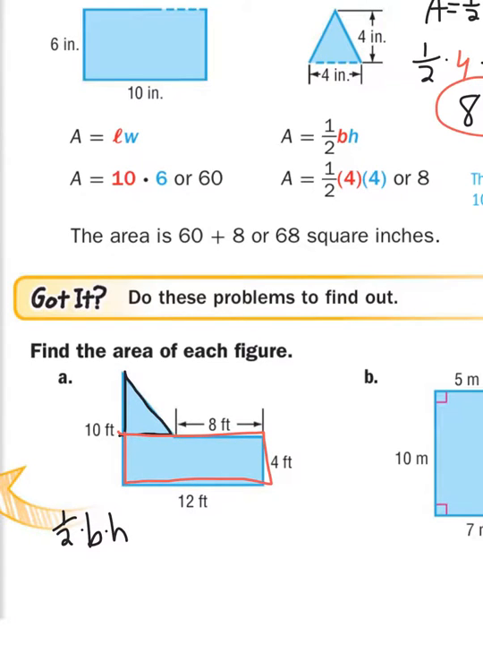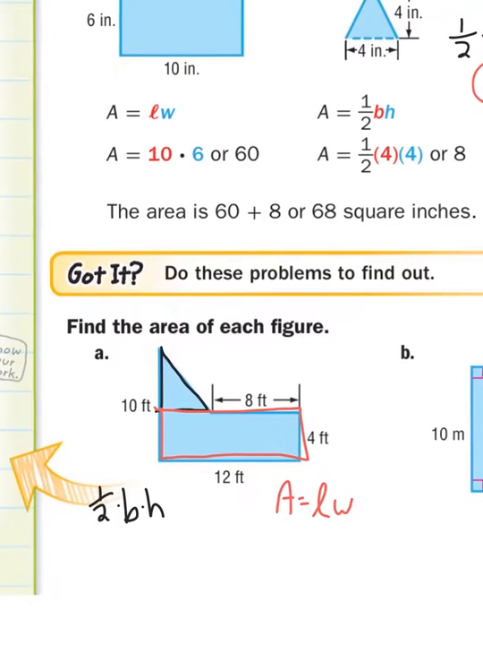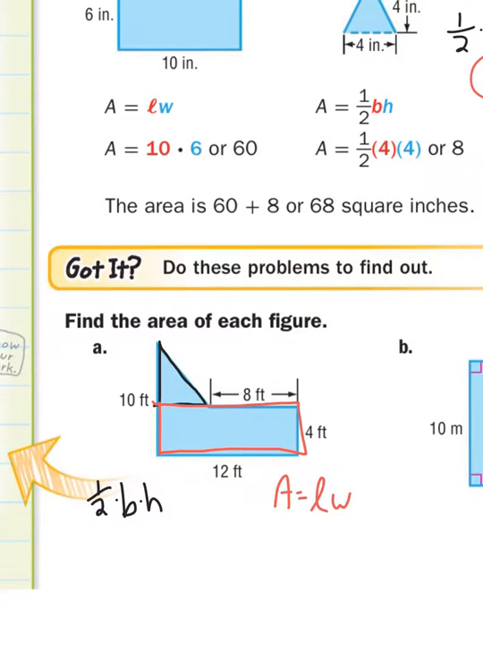So I'm going to help you with the triangle. You are going to do the rectangle because that's easy. And then you're going to add them together to get your answer. So let's start with the triangle. First, we need the base and the height. So right here, let's talk about the height. The height of the triangle is going to be from here to here.